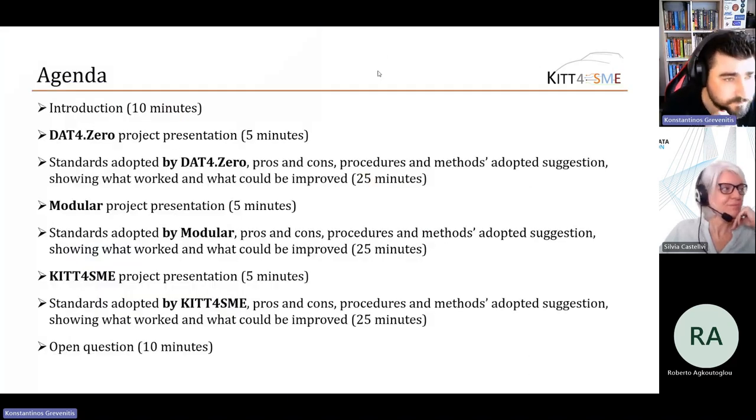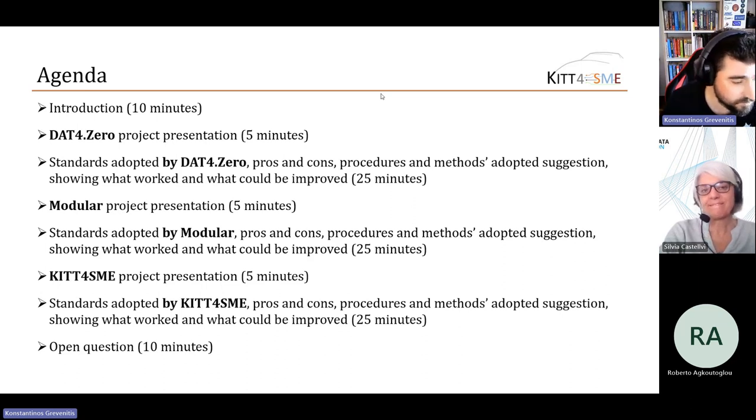So, about today. Today, we have two wonderful guests, two really strong projects. One is Dat4.Zero and the other one is Modular. Dat4.Zero is, let's say, almost completed, and Modular is in progress. Modular has completed its first year a couple of months ago. So we will have a lot to discuss about the work they have done on standardization.